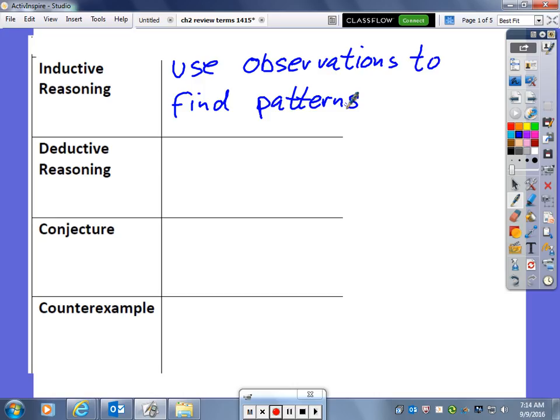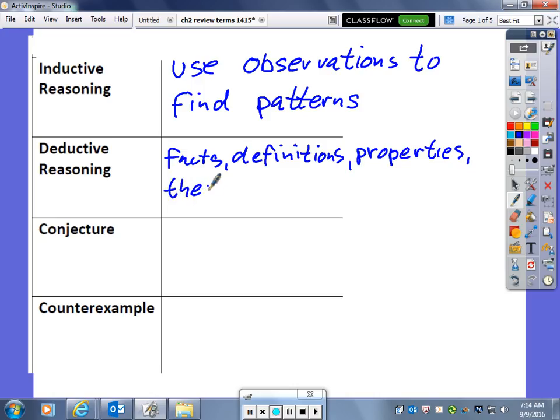Deductive reasoning uses facts, definitions, properties, theorems, and postulates. And it puts those together using laws of logic.